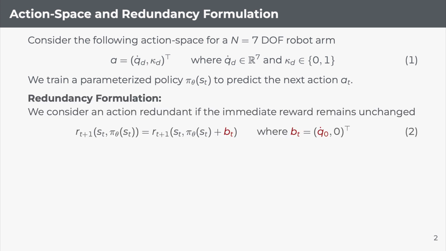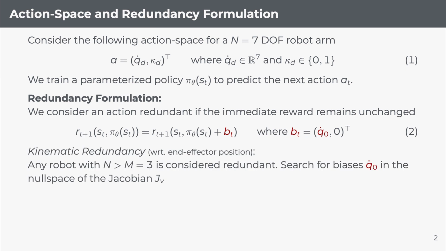The redundancy constraint is defined in the sense that we consider two actions redundant if the reward of both actions is equal. That is, in a state s_t, an unbiased action has the same reward as an action biased by b_t, where b_t only consists of desired joint velocities. We consider this type of redundancy as task redundancy. Our reward function is mainly based on the end effector position. That is, a robot is considered redundant if it has more joints n than the Cartesian space's translational degrees of freedom, m equals 3. In this case, our task redundancy definition equals the kinematic redundancy definition.